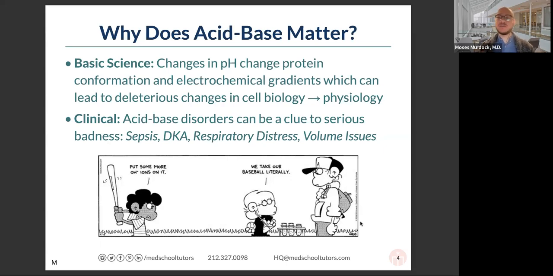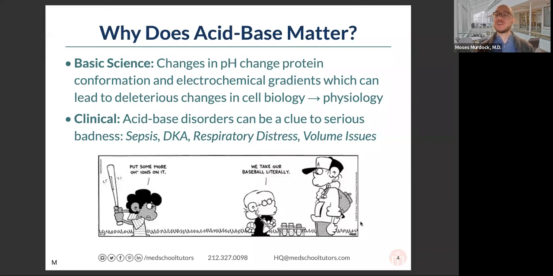And the reason, if you zoom all the way in, is that the pH of the body and of the environment that bathes the cells is critical to protein conformation and to the proper establishment of electrochemical gradients that, if they become deranged, can have deleterious effects on cell biology, and that trickles up all the way through tissues, organs, and the entire organism. Clinically, I'm an internal medicine resident. I see this all the time.